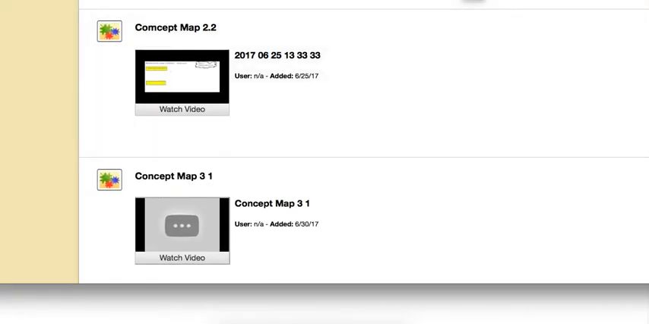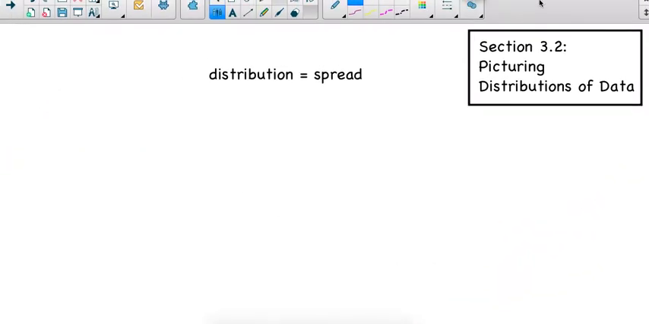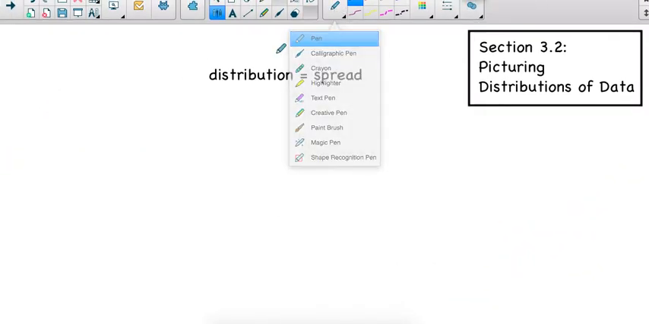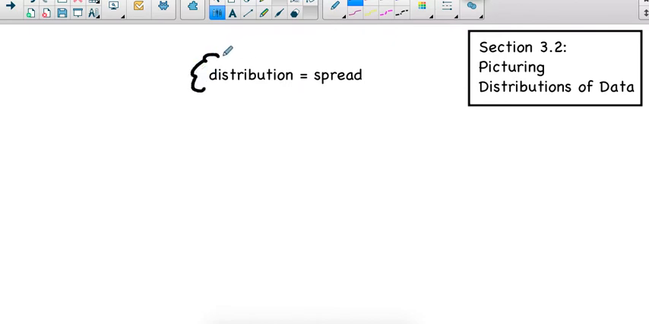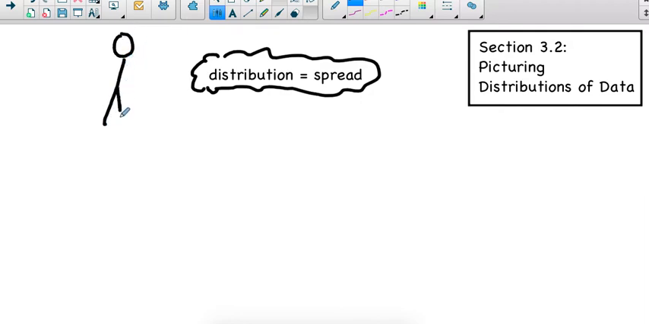So when we're talking about the distribution, we're really just talking about the spread of the data. So when we picture the spread, we're taking a snapshot, is what I like to think of it. We're creating some sort of a snapshot of what this data is.